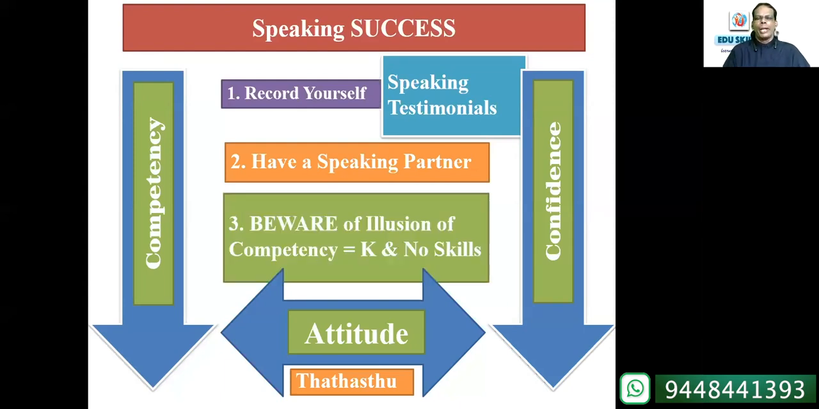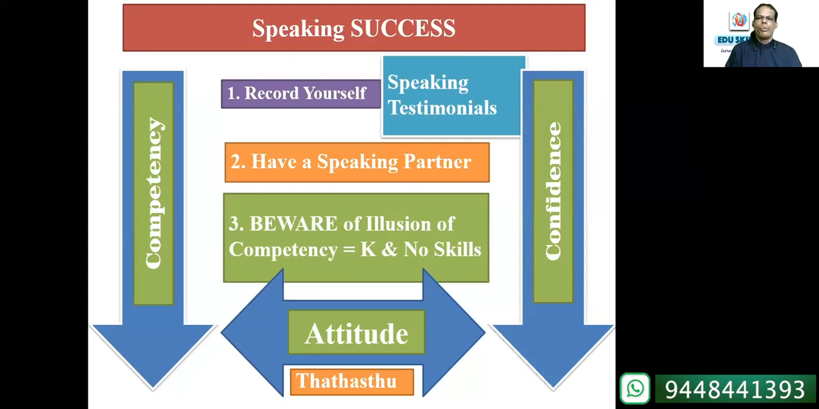Beware of the illusion of competency. Illusion of competency is knowledge. You have knowledge. For example, you attend my sessions and say, wonderful, great, superb, excellent, awesome. It's knowledge. You understood what it is. But knowledge will have to be translated into skills by constant practice. It takes patience. Knowledge without skills is called illusion of competency. That is the greatest enemy that OET aspirants will face.